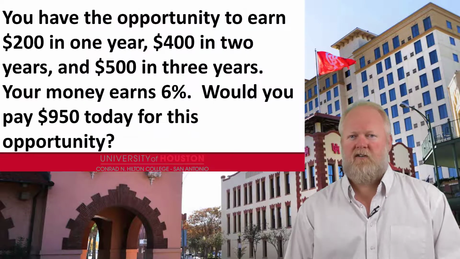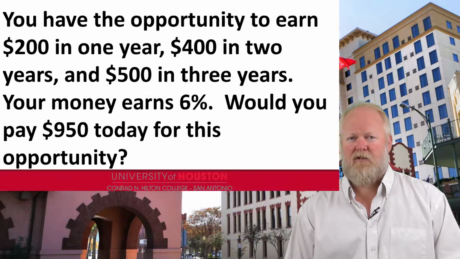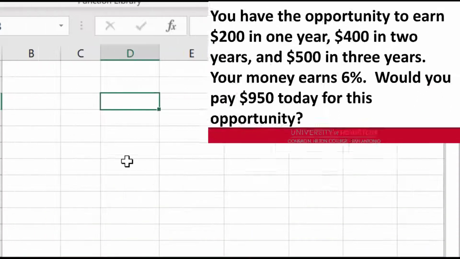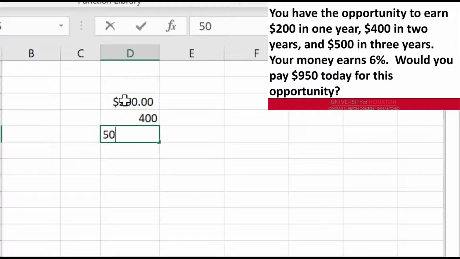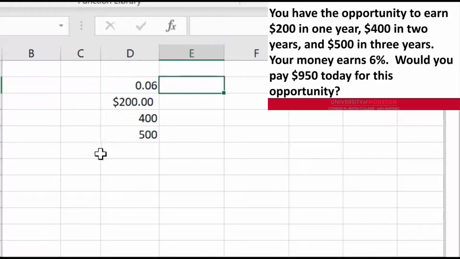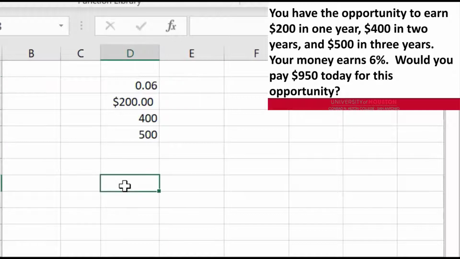You have the opportunity to earn $200 in 1 year, $400 in 2 years, and $500 in 3 years. Your money earns 6%. Would you pay $950 today for that opportunity? This next question is asking about an uneven income stream. It says $200 in the first year, $400 in the second year, and $500 in the third year. It says our money earns 6% interest, or we have the opportunity to take $950.